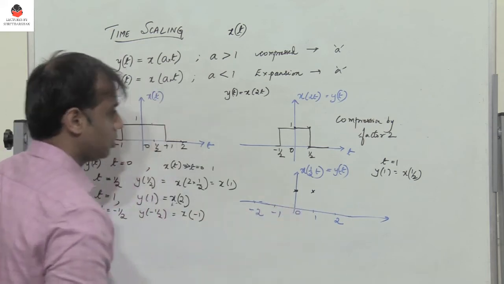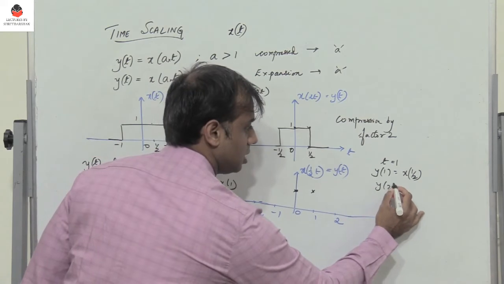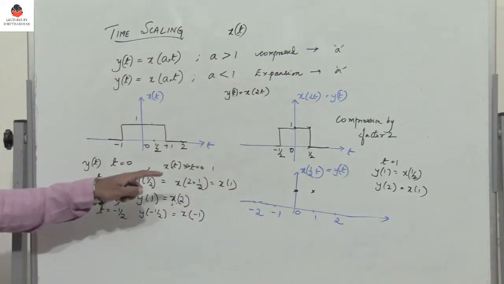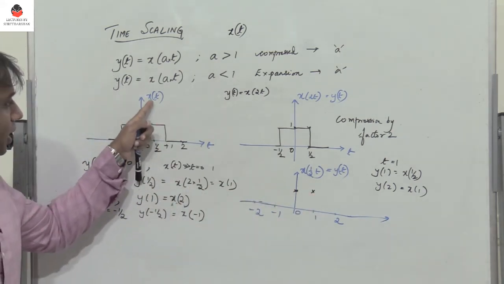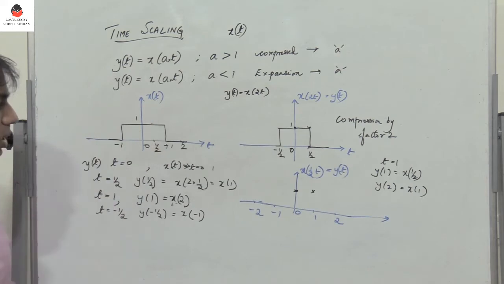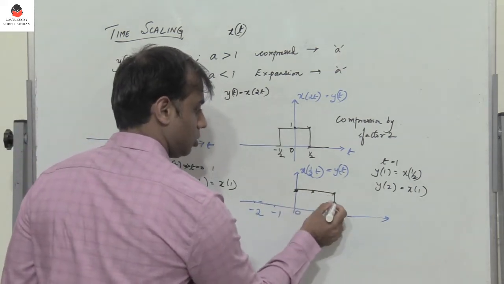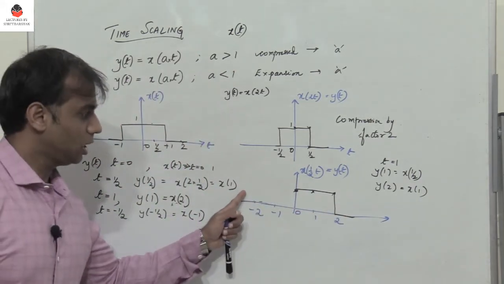Similarly, when t is equal to 2, y of 2 is equal to x of 1. So y of 2 will be equal to x of 1. What is the value of x of t at t equal to 1? It is 1. So therefore it will be 1 here. And then it drops down to 0. The same thing for the other side.